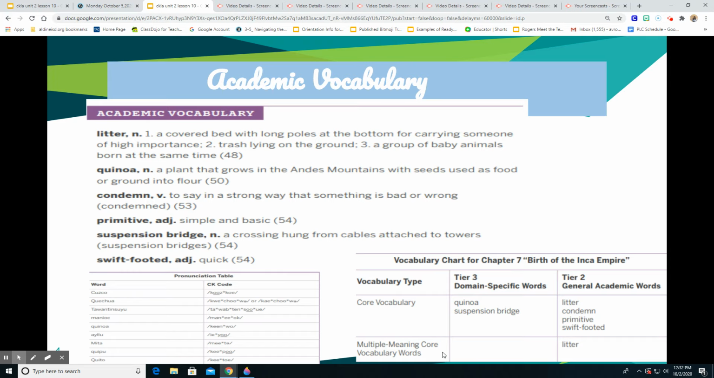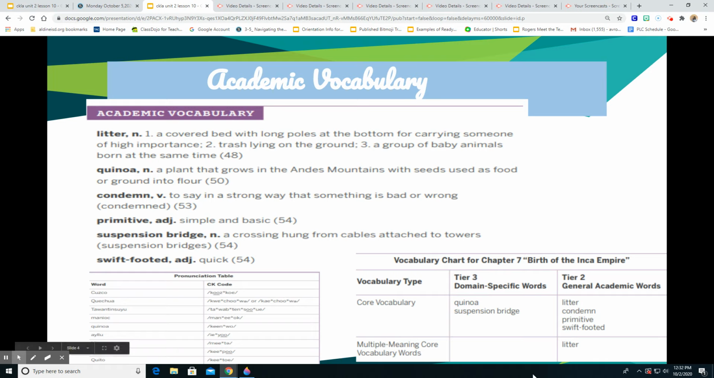So these are your vocabulary words. Also, boys and girls, this is your pronunciation table here, and it's able for you to go through and pronounce these words that you'll see throughout. And this is your vocabulary chart, your core vocabulary, multiple meaning, and things like this.